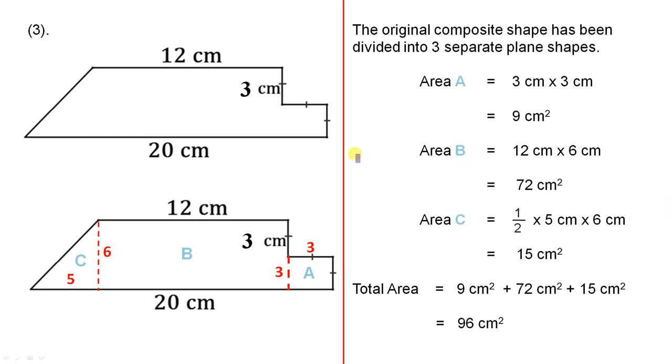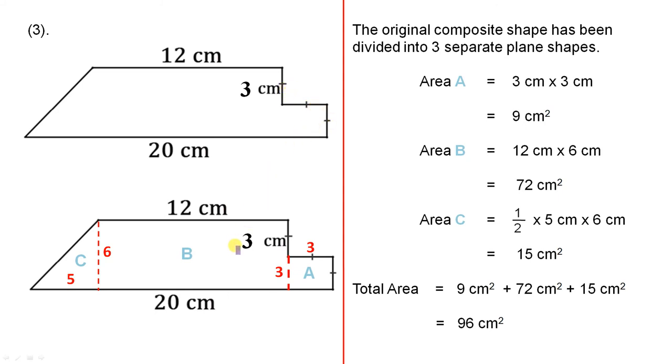Here's the original shape. Now, in the original shape, we're given these little marks here. They tell us that whatever this length is, which is 3 centimetres, that's the same length and that's the same length. So when you have those types of marks, they just tell you that those lengths are equal.